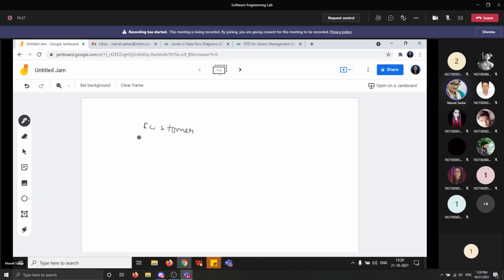Entity number 2 is the employee. There is an employee. And entity number 3 is the vendor, who is supplying all the materials. The employee serves the customer and the vendor serves the employee. That is, the vendor gives all the requirements needed for the employee to run the shop. So these three are the entities.